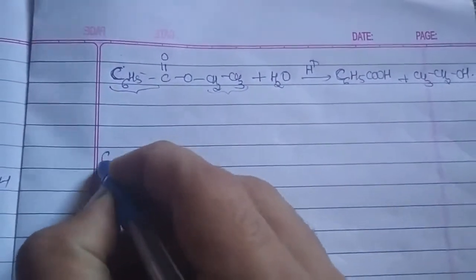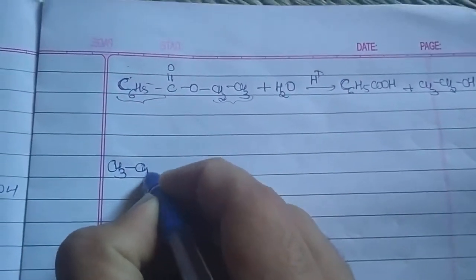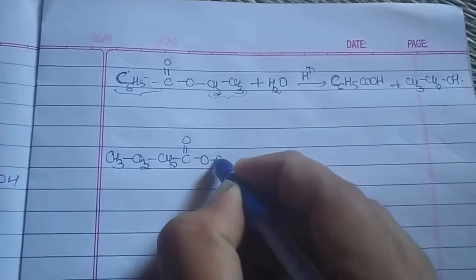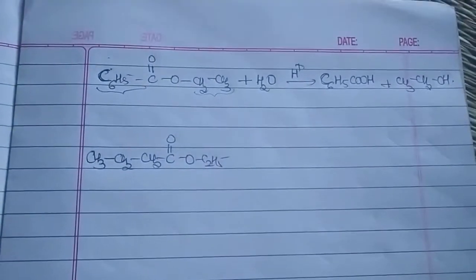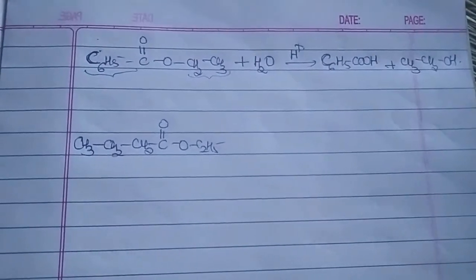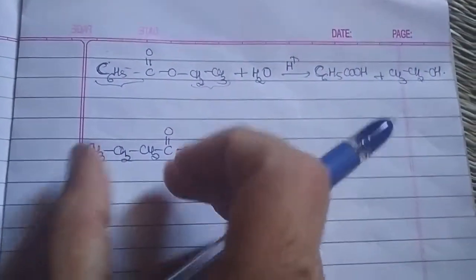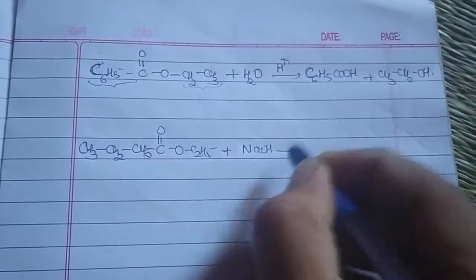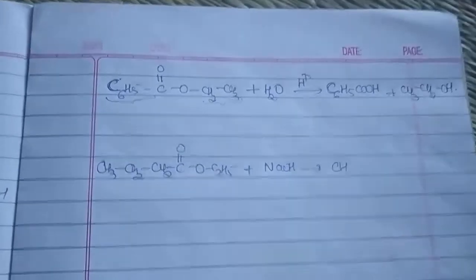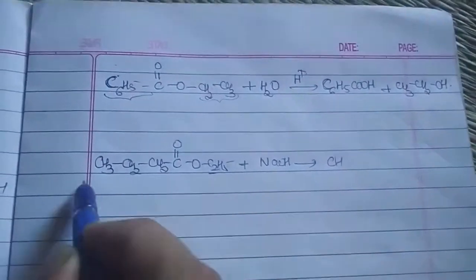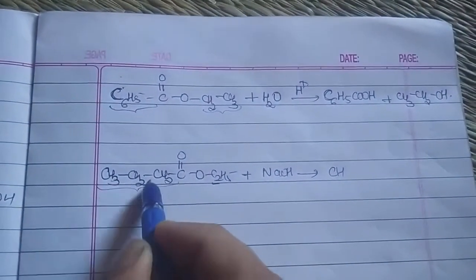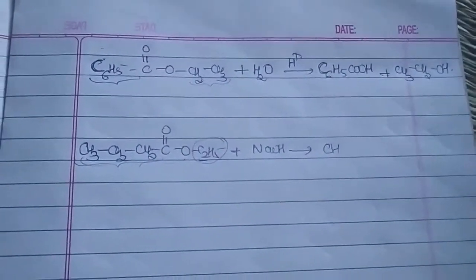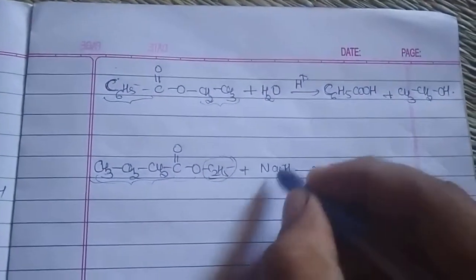For example, another reaction: if I choose CH3CH2CH2COOC2H5, that is, I have used ethyl butanoate. I am going to treat this one with base. So first, what are you going to get? Remember, on this side there are 4 carbon atoms, and on this side there are 2 carbon atoms in total. So now this part will be forming an acid. This part will be forming an alcohol. Yes or no? So we treat with NaOH.